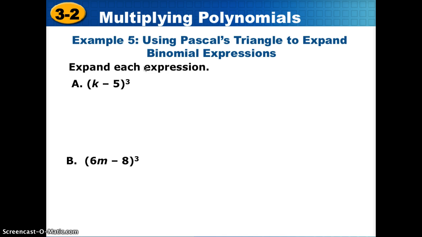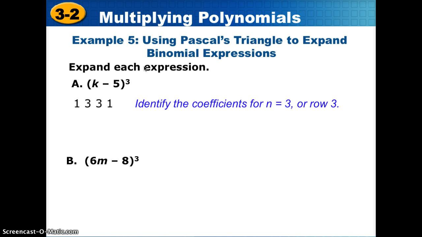All right, let's take a look at example 5, and here we're going to be using Pascal's triangle and the list of coefficients to expand the binomial expressions. What's going to happen is we're going to first look at the power. Once we know what the power is, we're going to get the coefficients from the appropriate row. So remember we started counting with row 0, then row 1, row 2, and row 3.